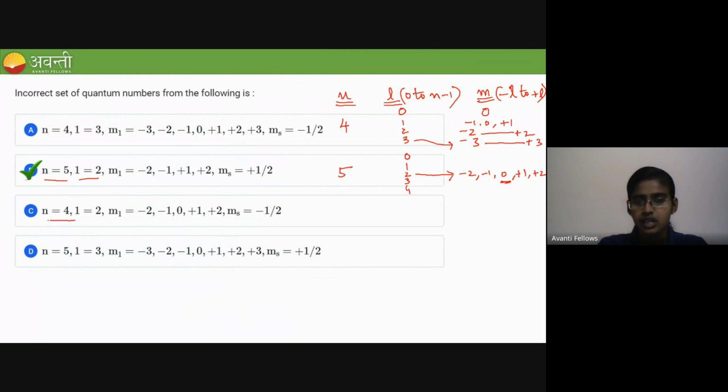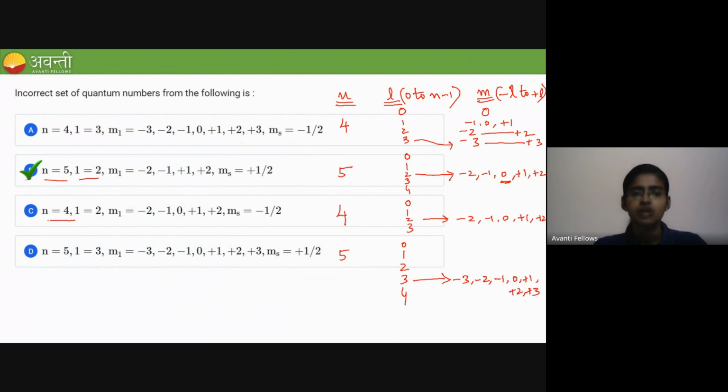And coming to option C, n is equal to 4, L can be 0, 1, 2, 3. Here L value is 2. L value 2 means all the 5 magnetic quantum numbers have to be there, and they are there in the question. Coming to the last option, for n is equal to 5, L is 0, 1, 2, 3, 4. Here L value is 3, so it is minus 3, minus 2, minus 1, 0, plus 1, plus 2, and plus 3. All these are there for the magnetic quantum number, and the spin quantum number is also given as plus half. So all other sets are correct except B. Option B is the correct answer because 0 is not there. I hope you have understood this question.